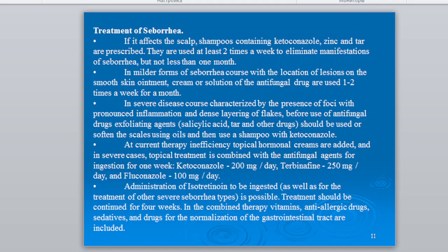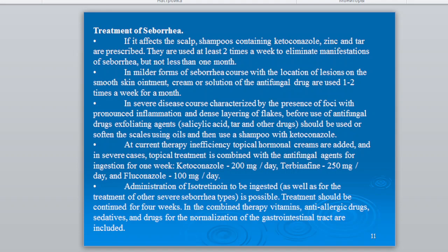In severe disease course characterized by the presence of foci with pronounced inflammation and dense layering of flakes, before use of antifungal drugs, exfoliating agents, salicylic acid, tar, and other drugs should be used, or soften the scales using oils and then use a shampoo with ketoconazole. If current therapy is ineffective, topical hormonal creams are added, and in severe cases, topical treatment is combined with antifungal agents for ingestion for 1 week: ketoconazole 200 mg/day, terbinafine 250 mg/day, and fluconazole 100 mg/day.